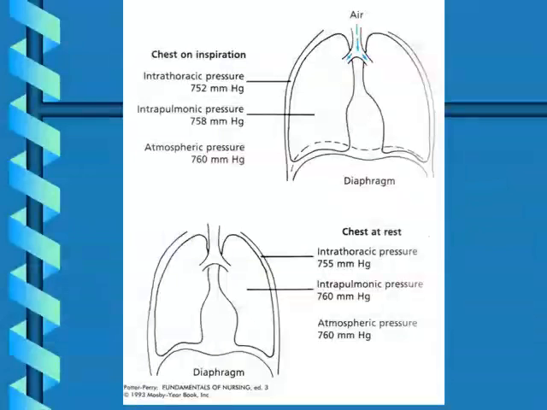So, on inspiration, the intrathoracic pressure is 752 millimeters of mercury. Your intrapulmonary pressure is 758, and atmospheric pressure is 760. So, you'll breathe in. When you breathe out, the diaphragm comes back up, and the pressures change. Your intrapulmonic pressure is 760, atmospheric is 760, intrathoracic is 755. That pushes the air back out.